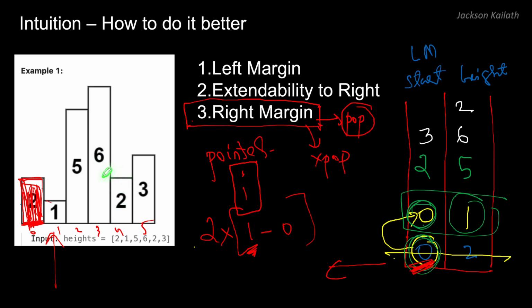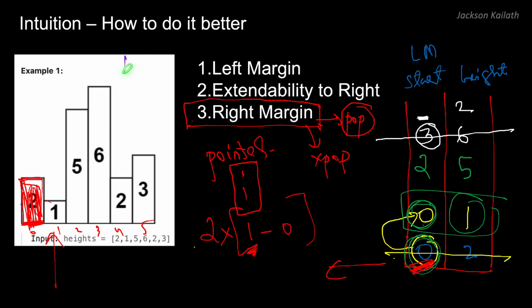So therefore, 6 cannot be extended to the right, and hence I would want to pop this. And when I pop this, I would want to take its start value and place it over here. But again, there's one more thing over here. We'll have to keep doing this as long as the value in the stack is greater than the new height.